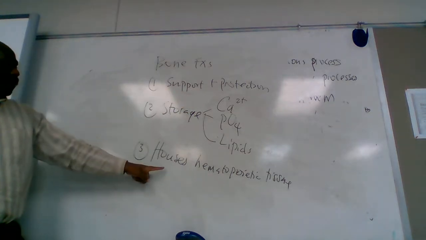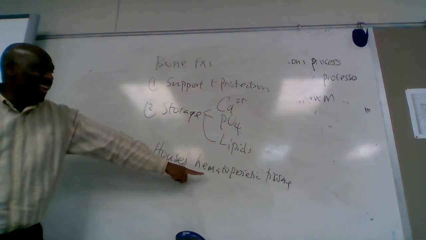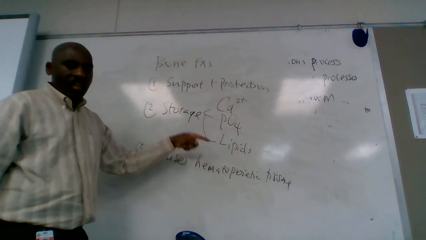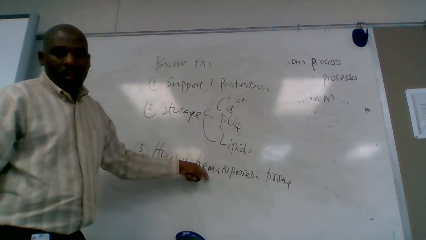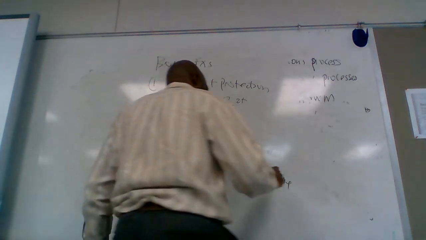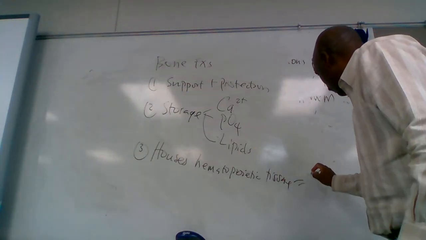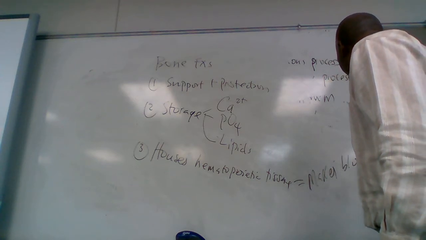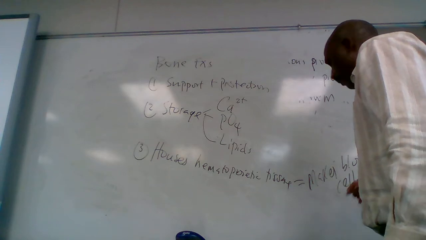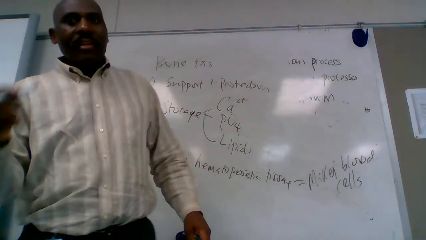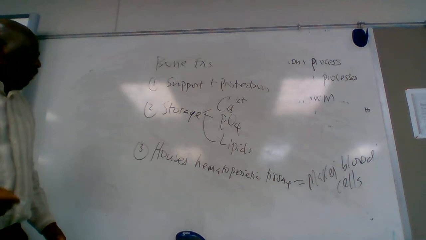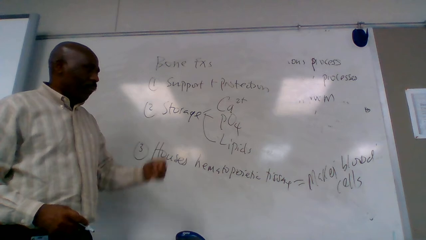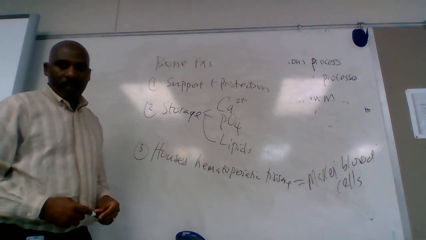The bones also house the hematopoietic tissue. The hematopoietic tissue makes blood cells. So in other words, blood cells are made in the bone. They are made by a tissue in the bone that is called hematopoietic tissue. So that's one of the functions of bones.